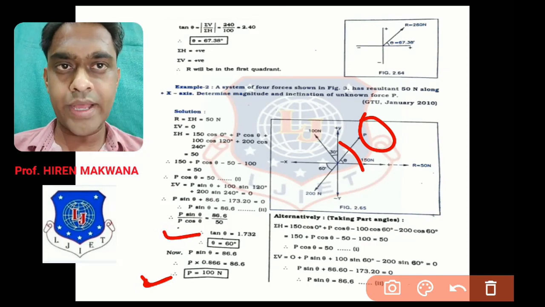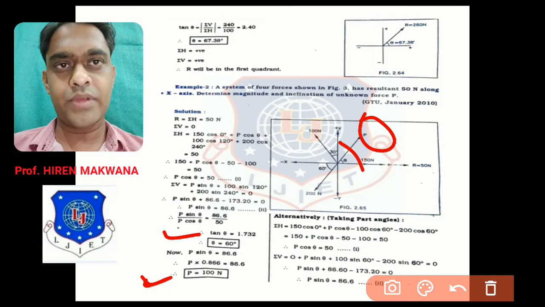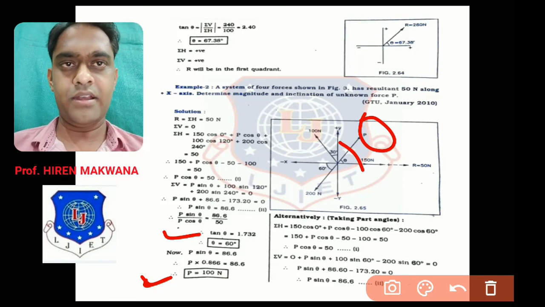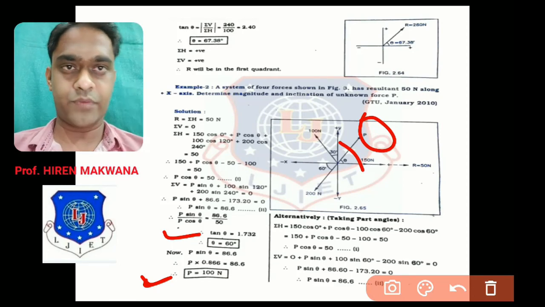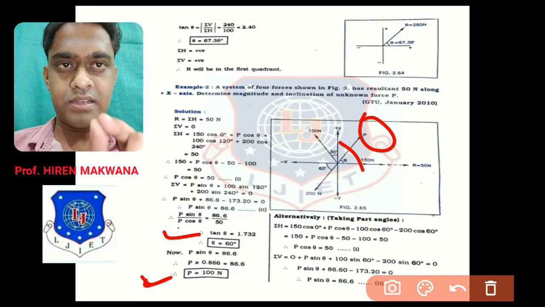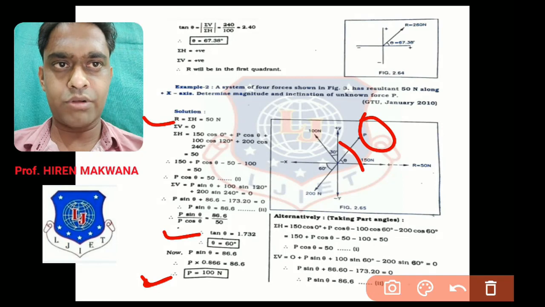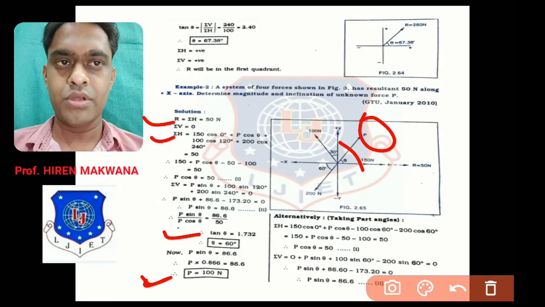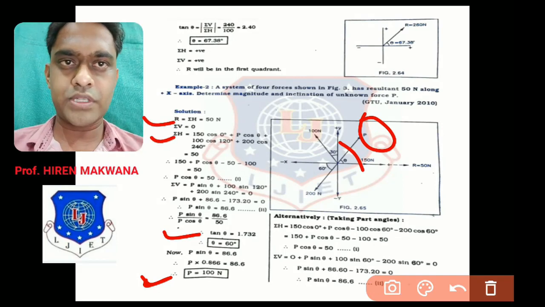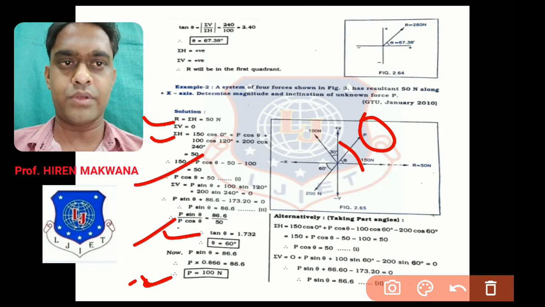So these are the two varieties of the numericals. In first numerical, that is basic numerical, all the forces are given. We have to find sigma h, sigma v and resultant. In the next one, it is given that resultant is available to you but along positive x-axis. So R equal to sigma h and sigma v equal to 0. And we have to find unknown force P and its inclination theta with respect to x-axis. So here is the calculation.